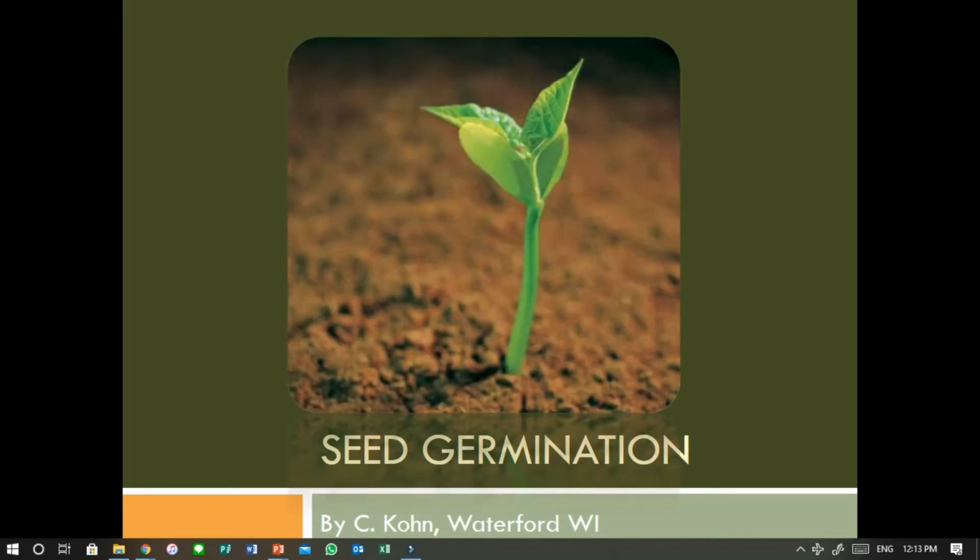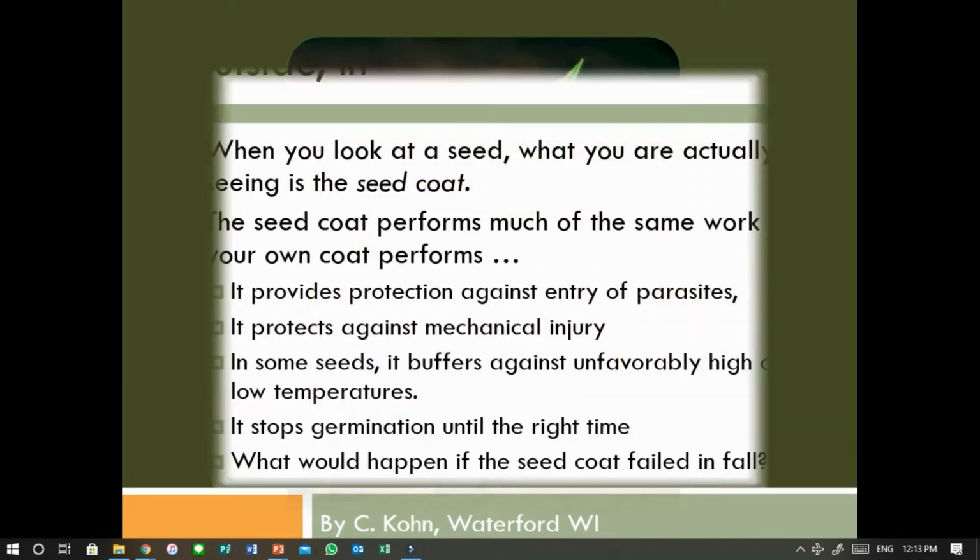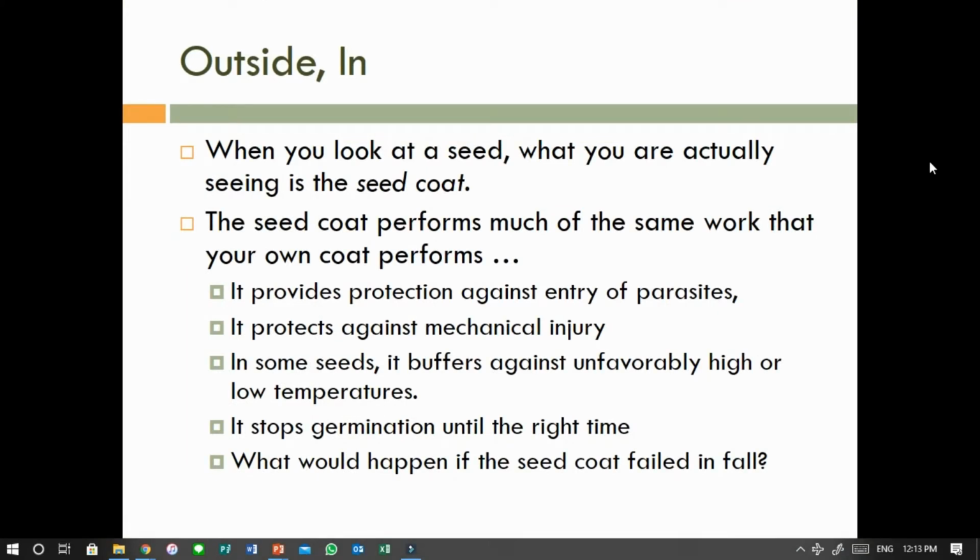Seed germination is simply when the seed sprouts. So in your lab, you should see something today. When you look at your seed, what you're actually seeing is a seed coat. And the seed coat performs much of the same work that your own coat performs. It provides protection against parasites, diseases, viruses, etc. It protects against mechanical injury. That's like you get physical damage against the seed.